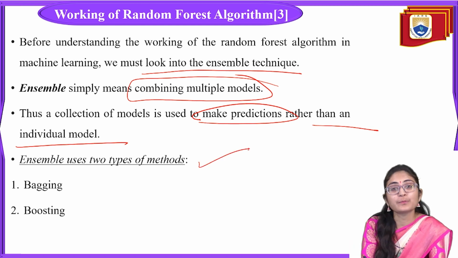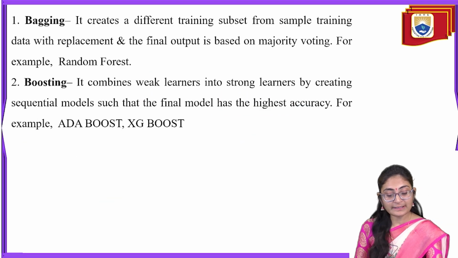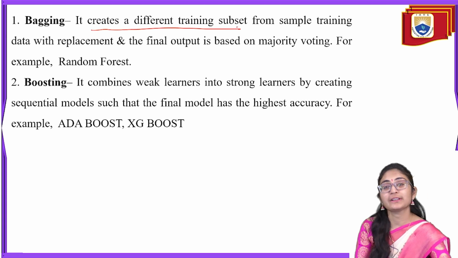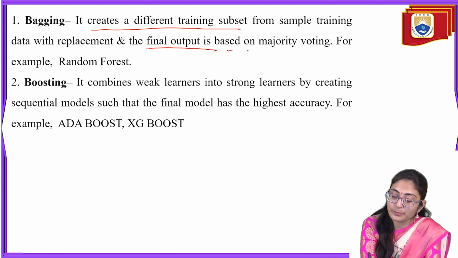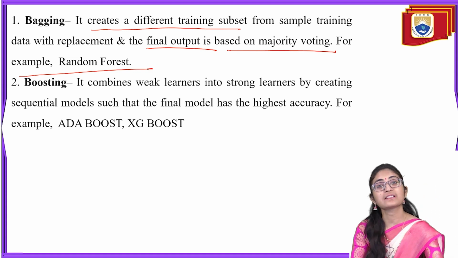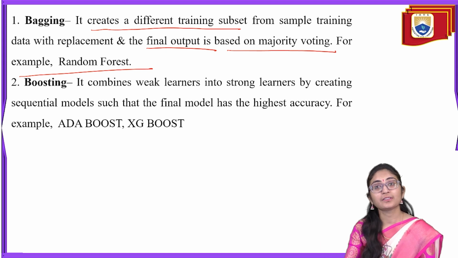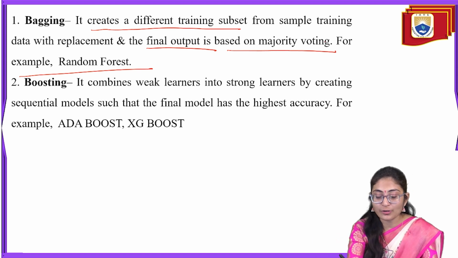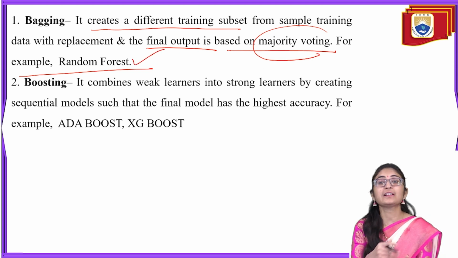Ensemble uses two types of methods. One is bagging and another one is boosting. Now we will see them one by one. Bagging will create different training subsets from sample training data with replacement, and the final output is based on majority voting, for example random forest. In bagging, it will create different training subsets from different sample datasets with replacement, and the final output will be based on majority voting. Again the example is random forest.